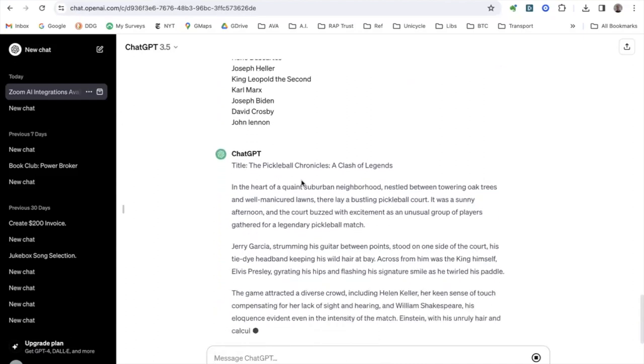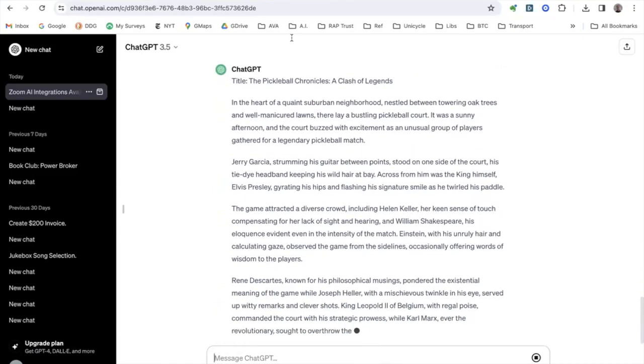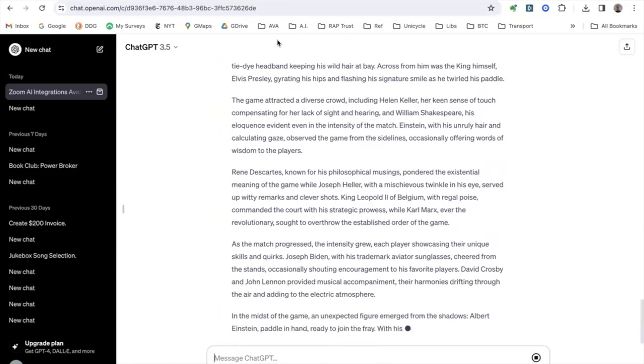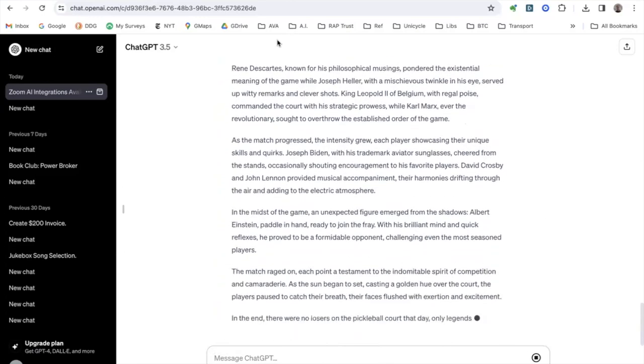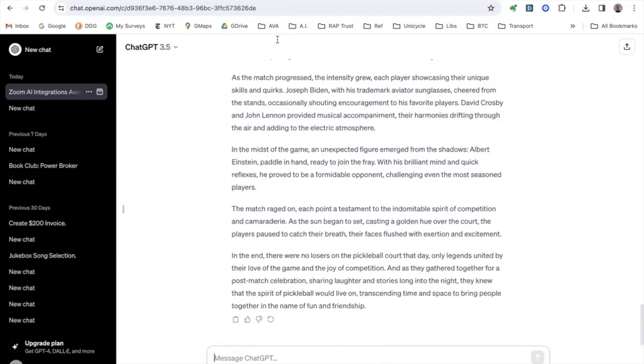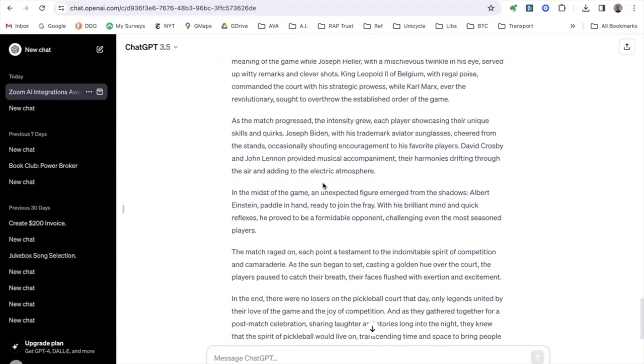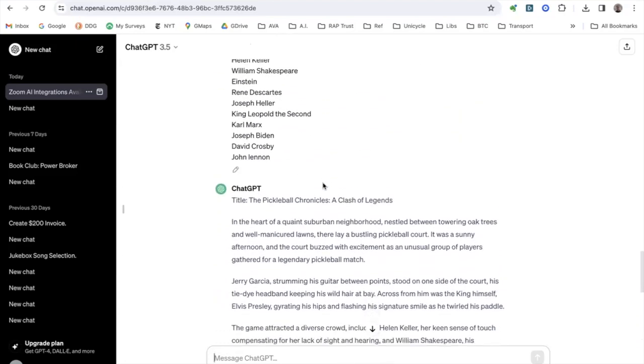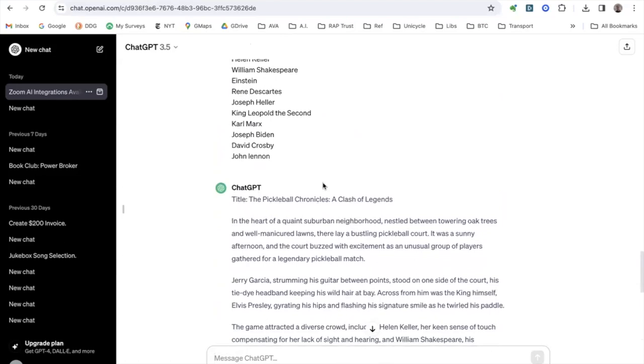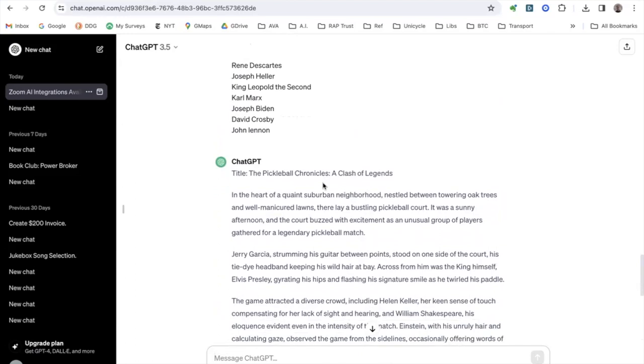Okay, and I'll go back to the top and we will read some of this. I don't know if we want to read all of it. We might. Oh, Bennett says, I have actually gotten a few reasonable recipes. It's pretty simple. We're doing some kind of crazy thing where we're throwing tons of stuff at it. But if you really wanted to come up with something with some things that really ought to be together in a recipe, Bennett's saying you could get something good out of it. And I have used it already to do that. All right, so our story is called The Pickleball Chronicles: A Clash of Legends.